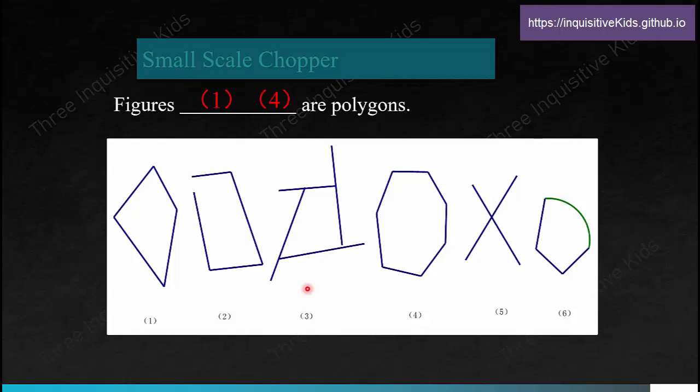4 is a polygon, same as 1, and number 5 is not, because there's no interior space. It's just two lines intersecting each other. And 6 is not a polygon. There are 3 sides, yes, but one side, the green highlighted side, is not a line segment because it is not straight. It is a curved side.